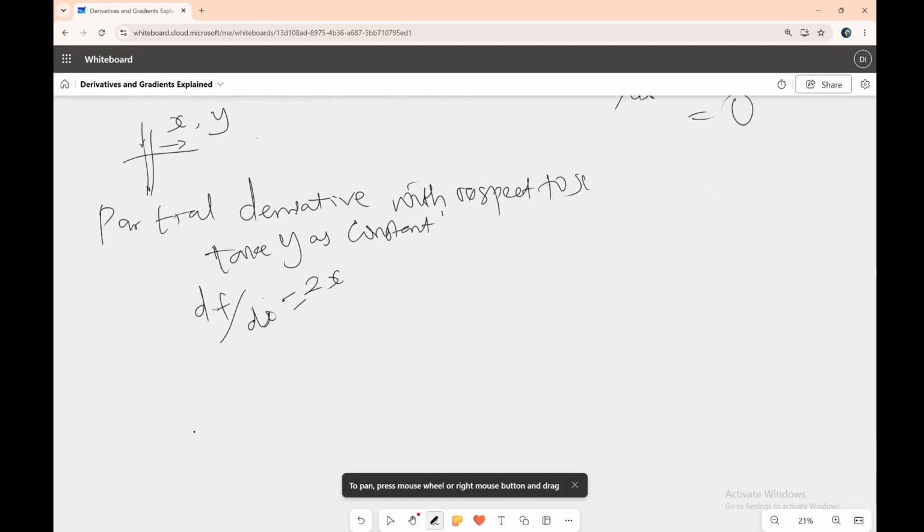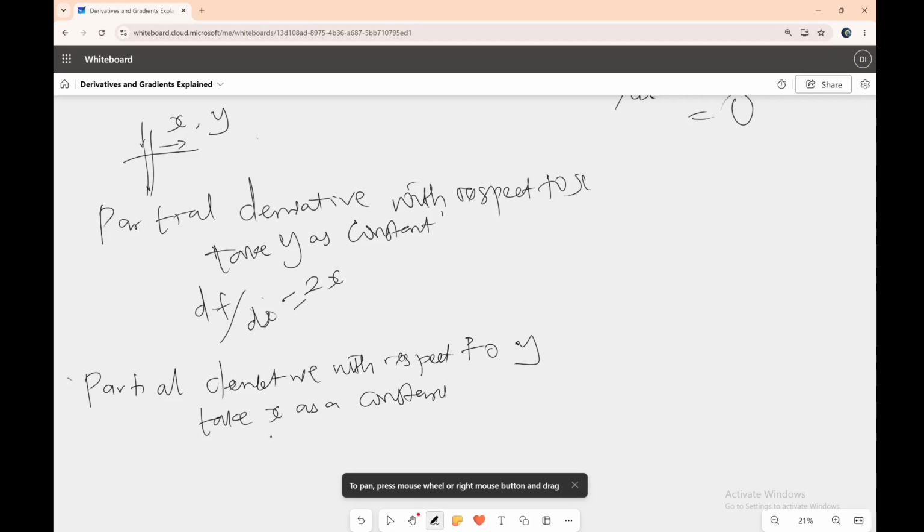And then if I try to get the partial derivative with respect to y, I'm going to take x as a constant, and of course I'm going to get df over dy, which, if you look at that function, is going to be 2y, because we have y squared. Okay, if I'm right.